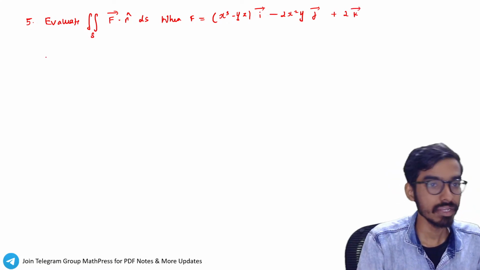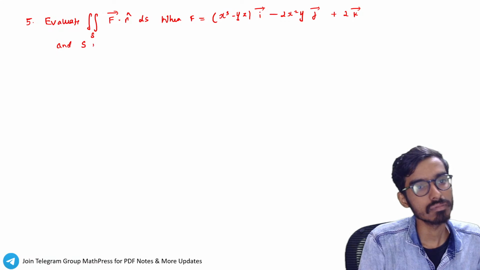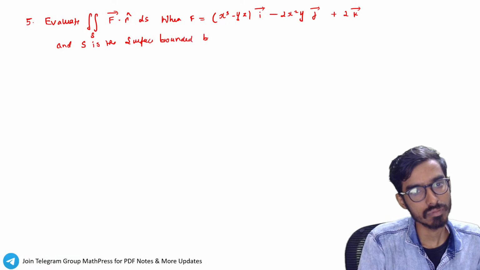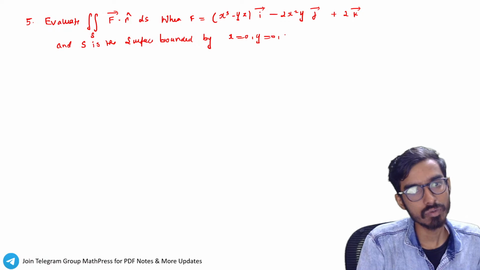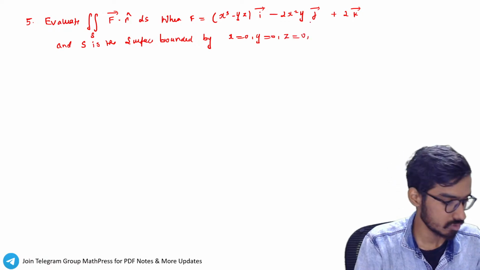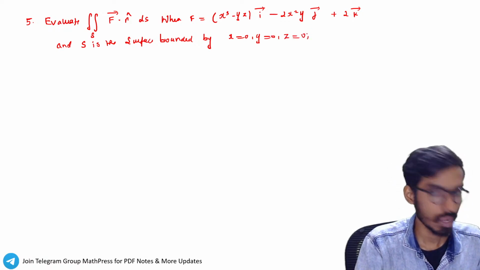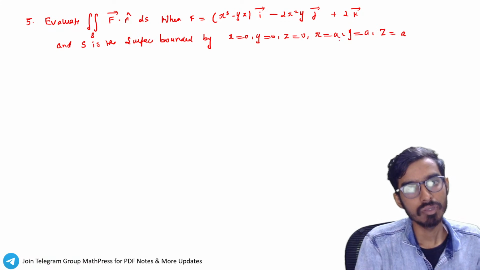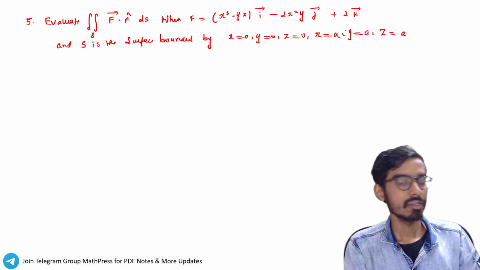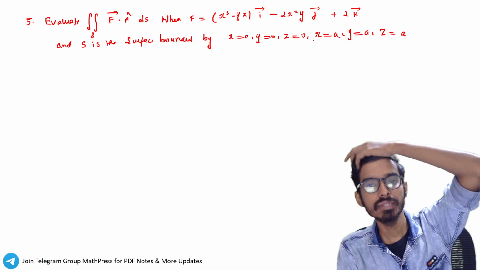S is the surface bounded by x equal to 0, y equal to 0, z equal to 0, x equal to a, y equal to a, z equal to a, right? So what is this? This is nothing but a cube, right? So we need to evaluate this over a cube.